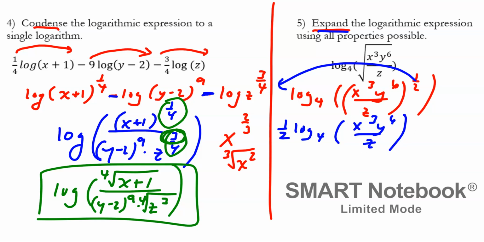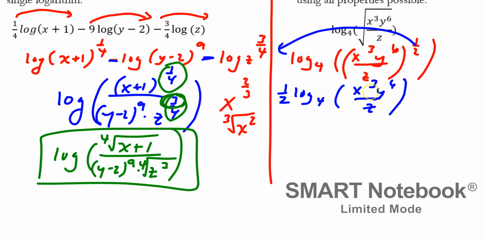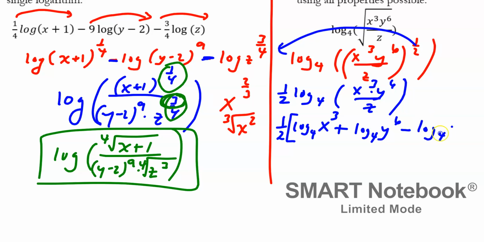So now we want to start expanding. If we have two terms multiplying on the top, we're going to have two separate logs being added, and if we are dividing by something at the bottom, that log is going to subtract. But this 1/2 affects everything. So it's 1/2 times log base 4 of x cubed plus, because we're multiplying on the top, log base 4 of y to the 6th. Then the z, we're going to subtract log base 4 of z.